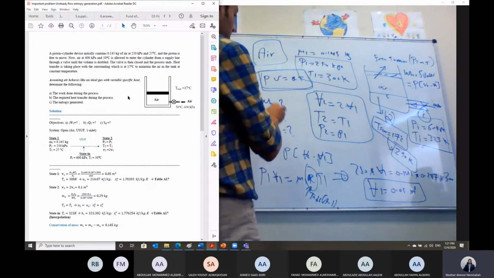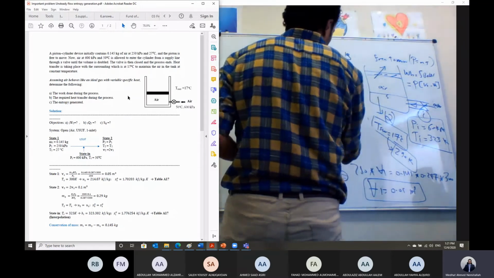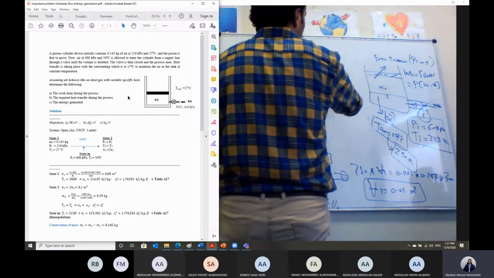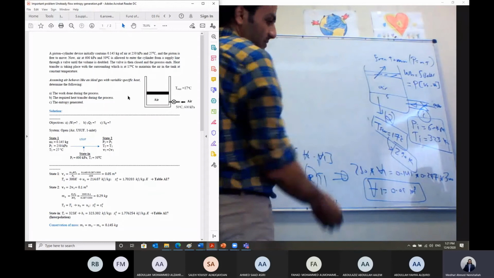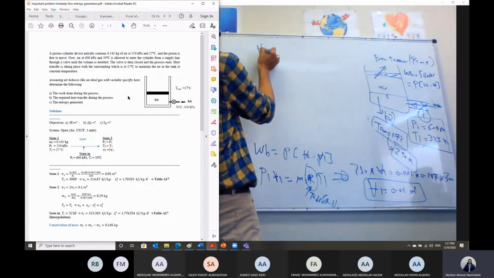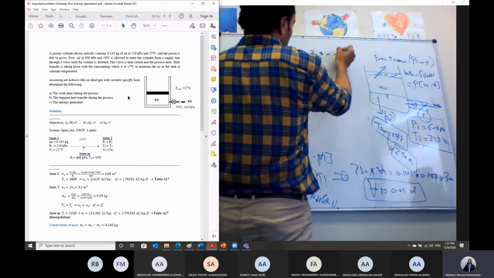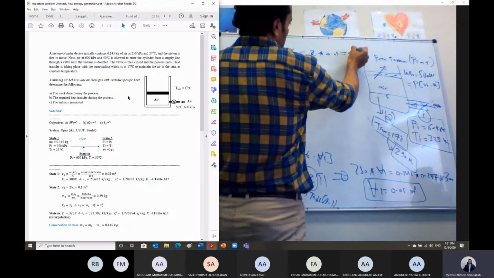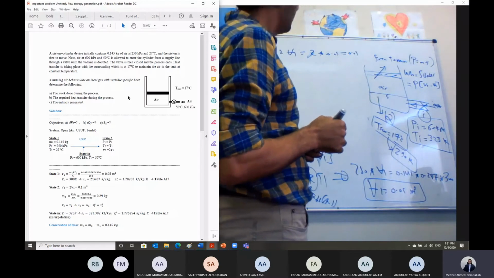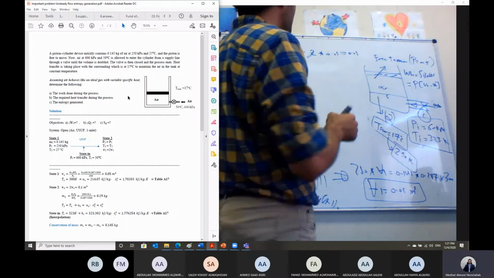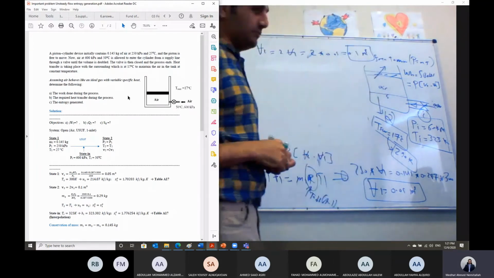So we need to calculate the final volume so that we can calculate the boundary work. At the final state, V2 is double V1, since the problem says the volume has been doubled. So V2 is equal to 2 multiplied by V1, which equals 2 multiplied by 0.05. That should equal 0.1 cubic meter. This should be the final volume.